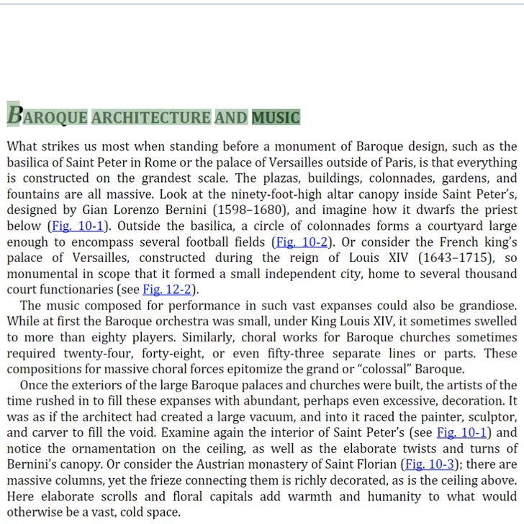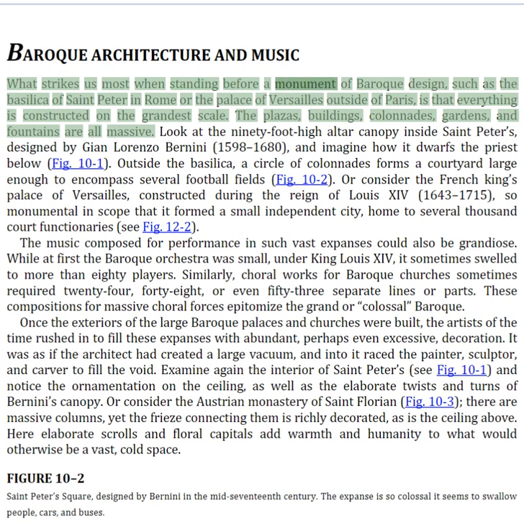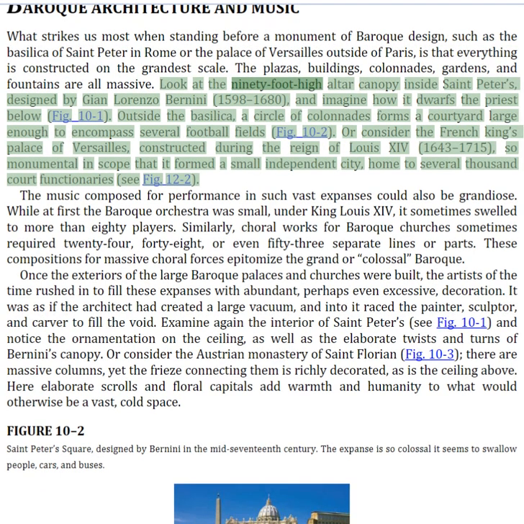Baroque Architecture and Music. What strikes us most when standing before a monument of Baroque design, such as the Basilica of St. Peter in Rome or the Palace of Versailles outside of Paris, is that everything is constructed on the grandest scale. The plazas, buildings, colonnades, gardens, and fountains are all massive. Look at the 90-foot-high altar canopy inside St. Peter's, designed by Gian Lorenzo Bernini, and imagine how it dwarfs the priest below. Outside the basilica, a circle of colonnades forms a courtyard large enough to encompass several football fields. Or consider the French King's Palace of Versailles, constructed during the reign of Louis XIV, so monumental in scope that it formed a small independent city, home to several thousand court functionaries.